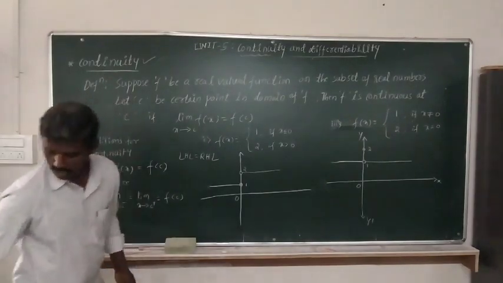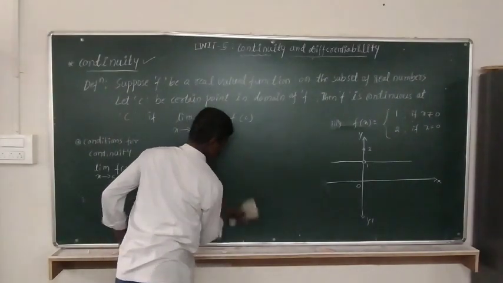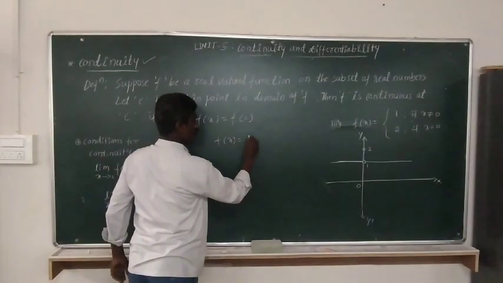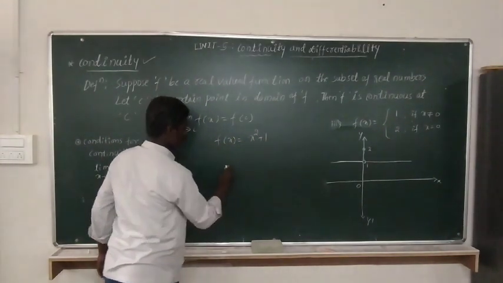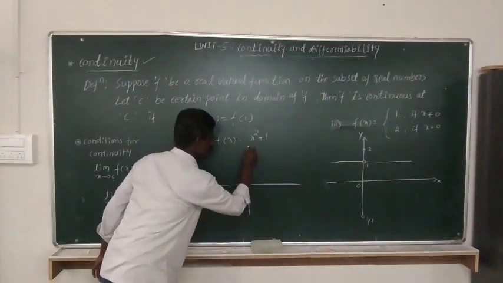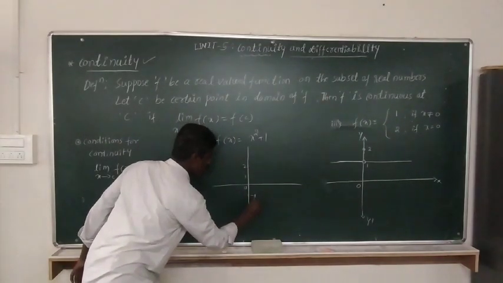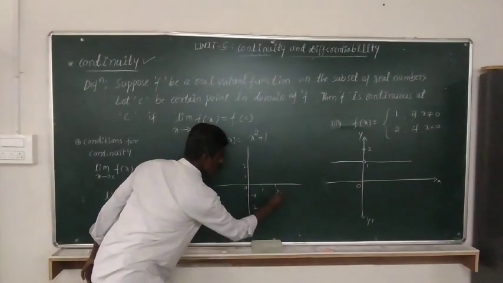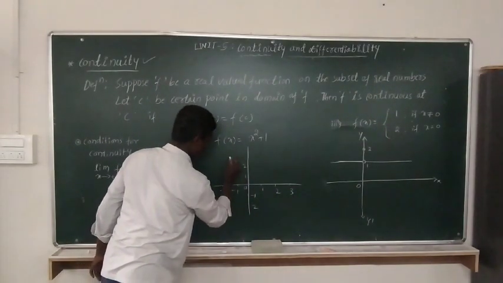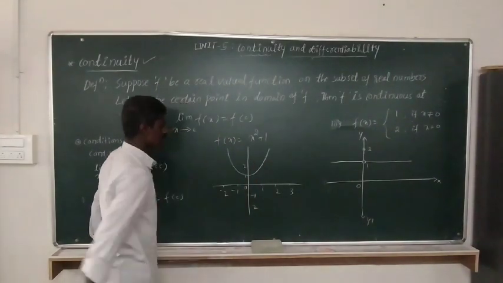Now we can draw another graph here. See here that the function f of x is equal to x square plus 1. So I can draw this graph here like this. The graph of the function is a parabola.